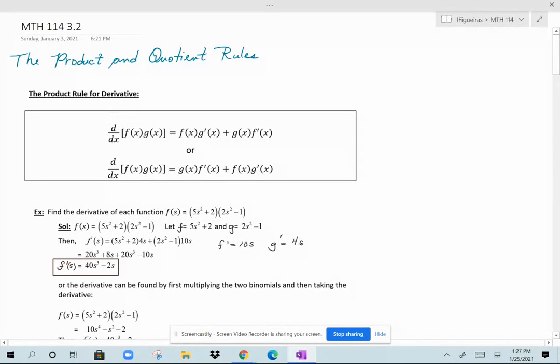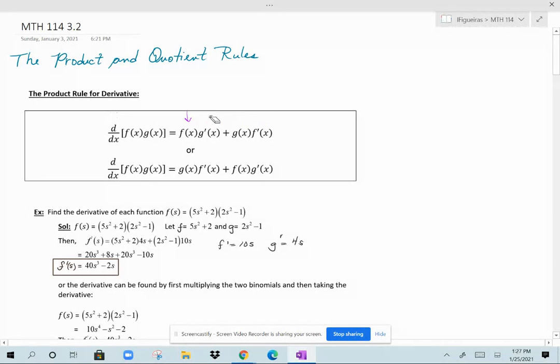So, product rule first. If we are taking the derivative of a product of two functions that we'll call f of x and g of x, then the derivative would be the first function f times the derivative of the second function, g prime, plus the second function, g, times the derivative of the first function.